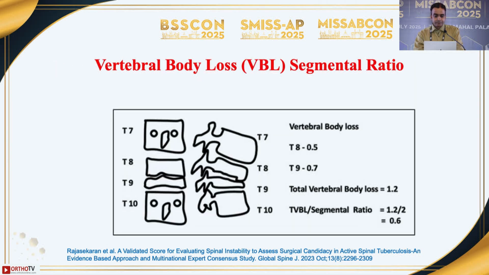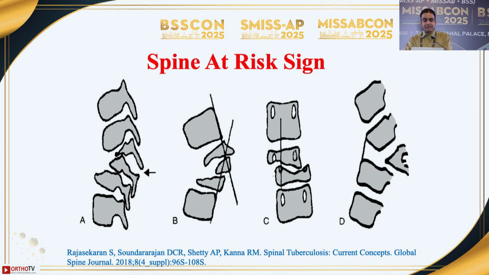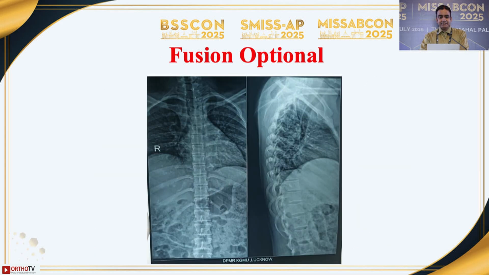aim for fusion. Also for vertebral body loss, the formula has again been given by Dr. Rajasekaran sir, and we need to emphasize this. If the total vertebral body loss ratio is greater than 0.5, then we need to consider fusion for this patient. And if the spine at risk signs are present, then we need to again consider fusion for this patient.